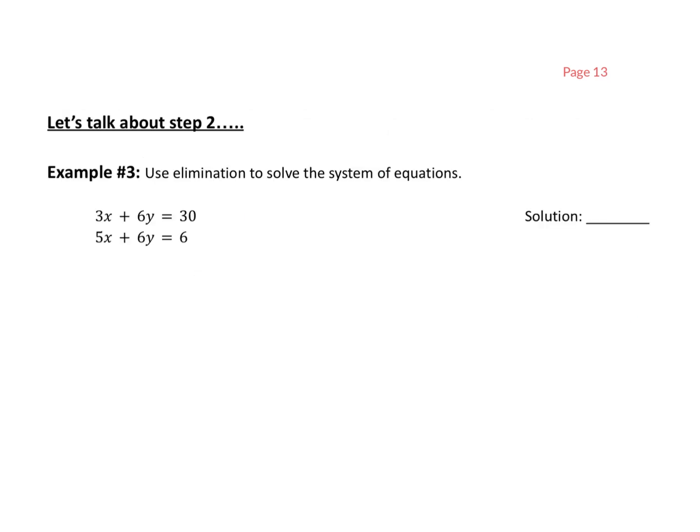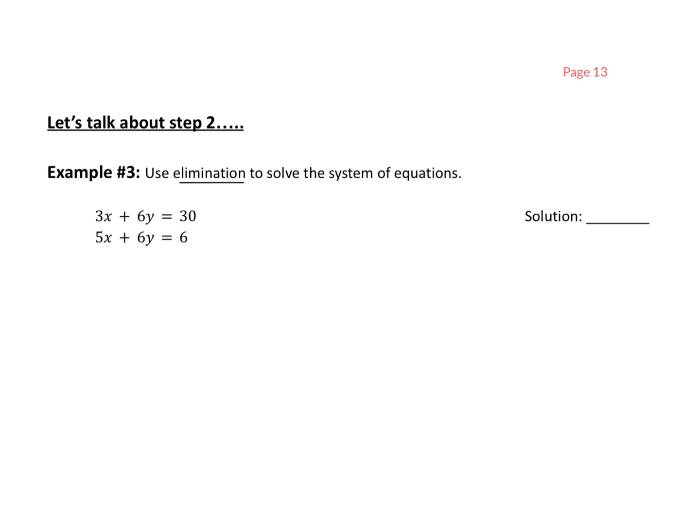Now let's take a look at example 3 on page 13. It tells us to use the elimination method to solve this system. But when I look at it, adding these two equations together isn't going to eliminate either of my variables, is it? So what else could I do? What could I do to this equation that would allow me to eliminate one of my variables?